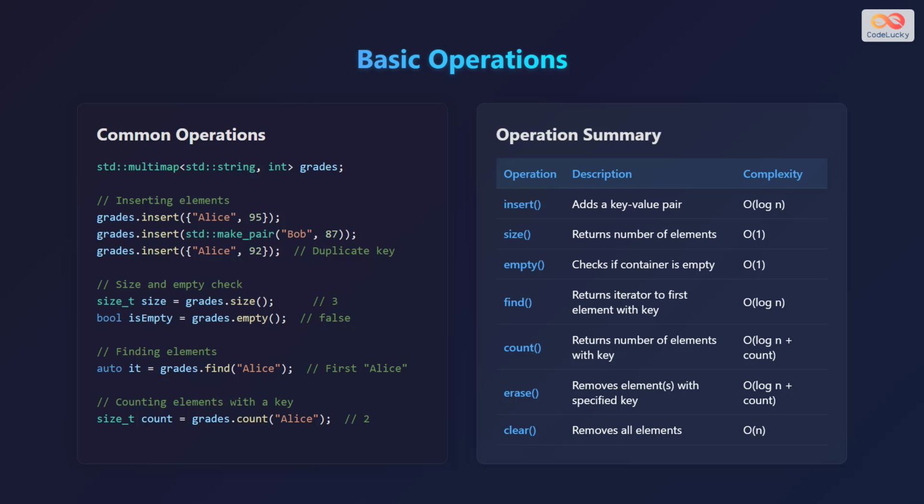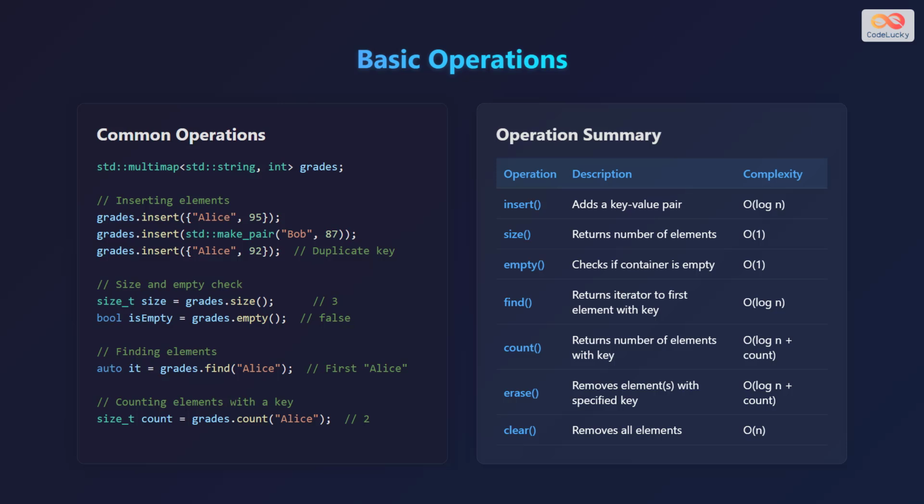Let's explore some basic operations you can perform on a C++ multimap. Consider that we have a std::multimap called grades, which stores string keys and integer values. To insert elements into the multimap, you can use the insert function. For example, grades.insert(make_pair("Alice", 95)) and grades.insert(make_pair("Bob", 87)). You can also insert elements with duplicate keys such as grades.insert(make_pair("Alice", 92)).